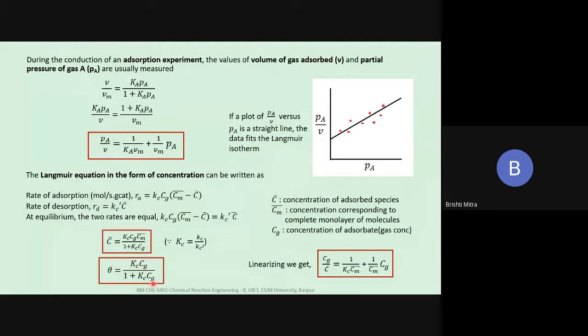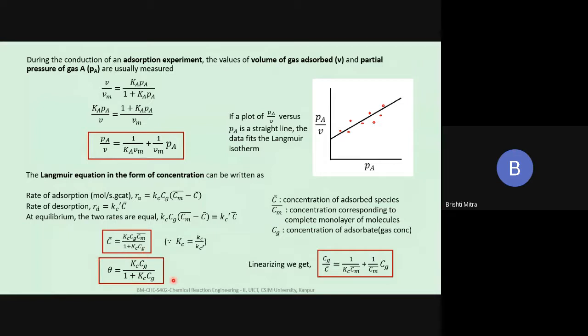So surface coverage theta is now equal to Kc into Cg divided by 1 plus Kc into Cg. So if you compare this with the earlier expression, you'll see that the adsorption constant was Ka before. Now in terms of concentration, we can write it as Kc. And instead of partial pressure, we now have the concentration of the gas, which is given as Cg. Similar to the previous situation, I can linearize this.